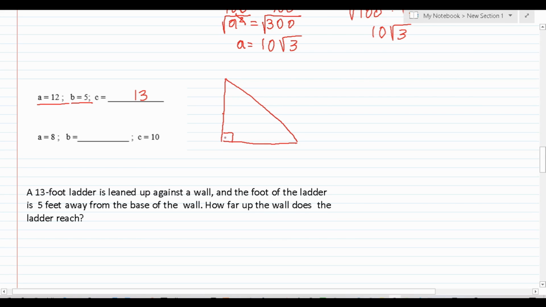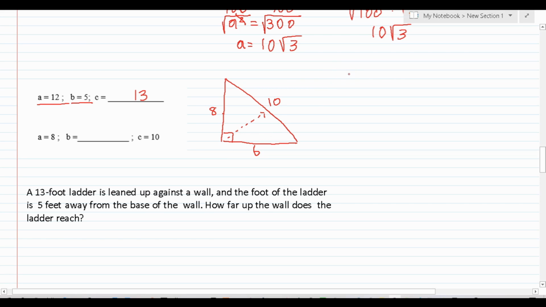And I'm going to indicate that that is my right angle. So I know right across from my right angle, that's going to be my C, which is 10 in this case. And I'm going to let this be 8 and this be B. Again, it doesn't matter how you label your legs. You can interchange those as much as you want.